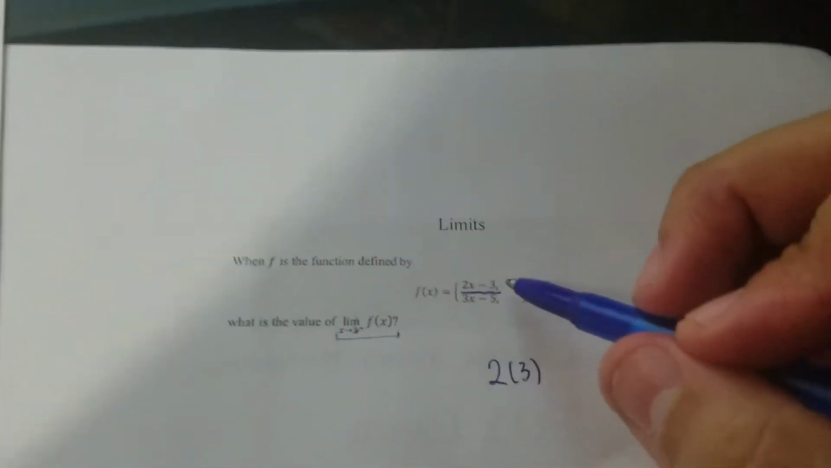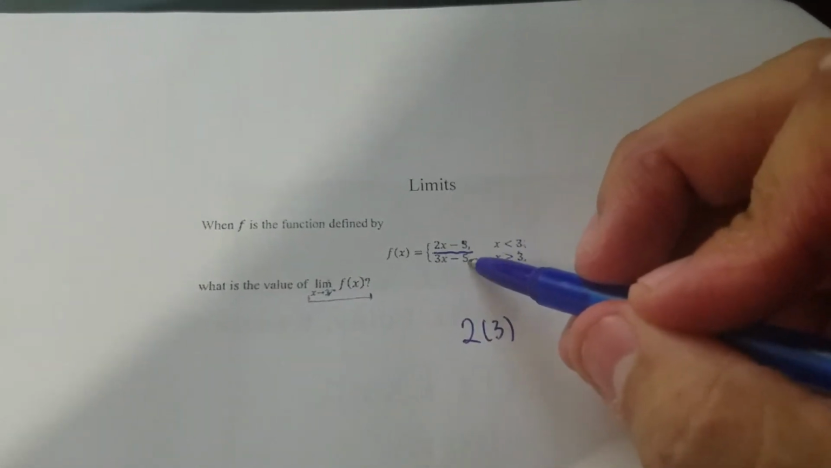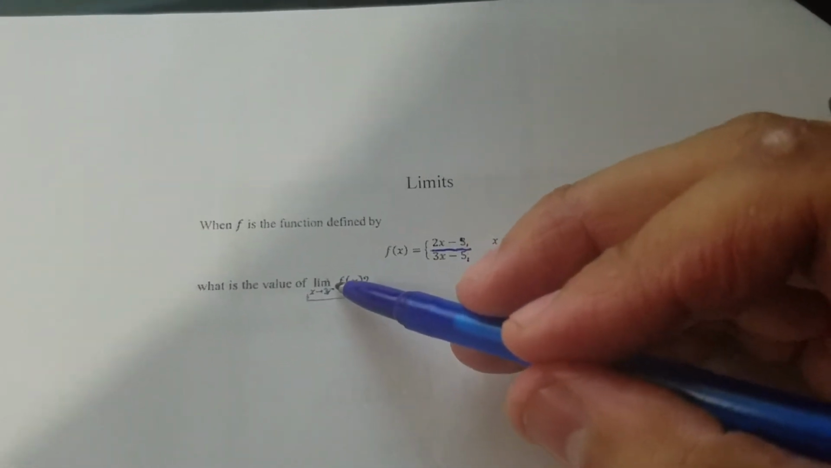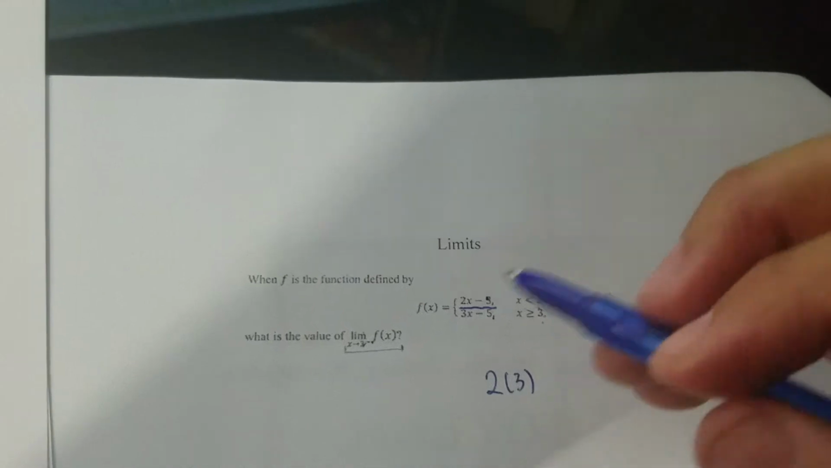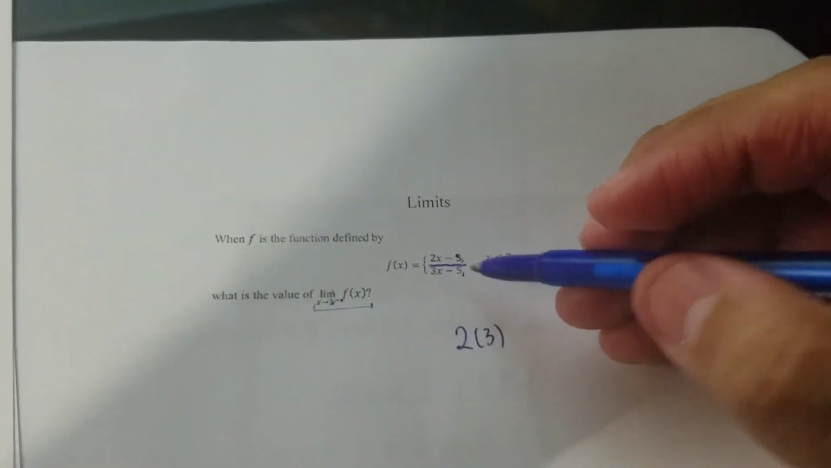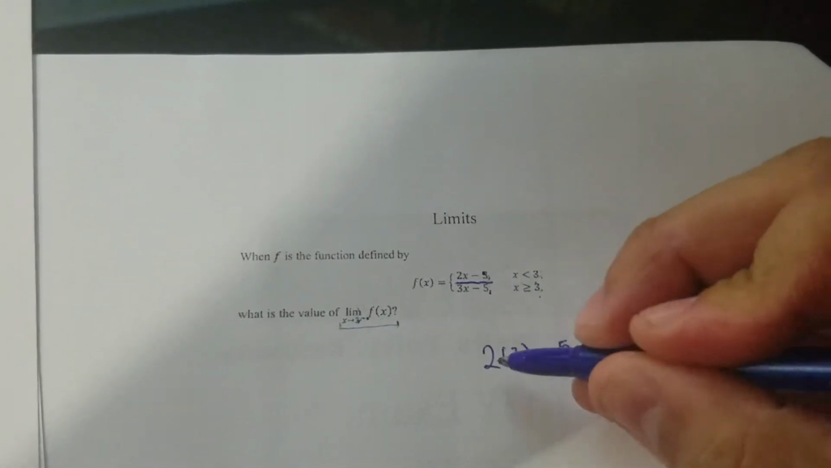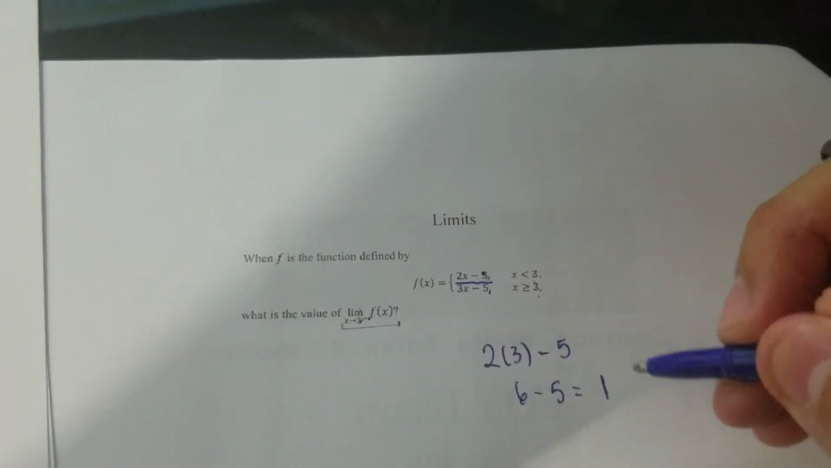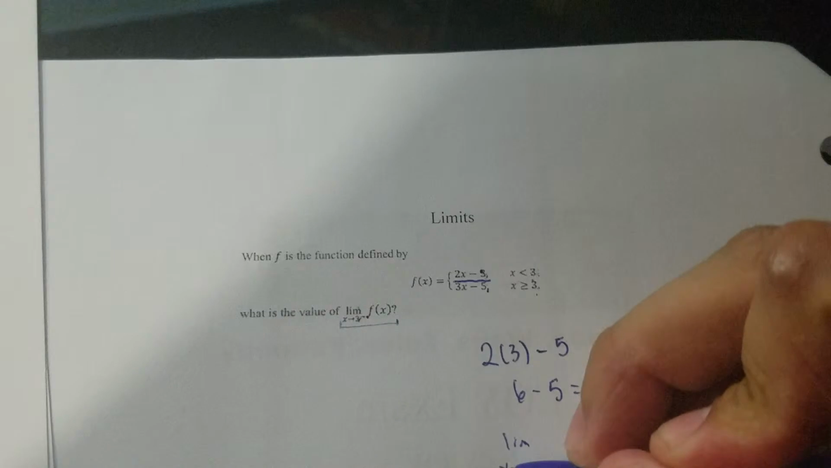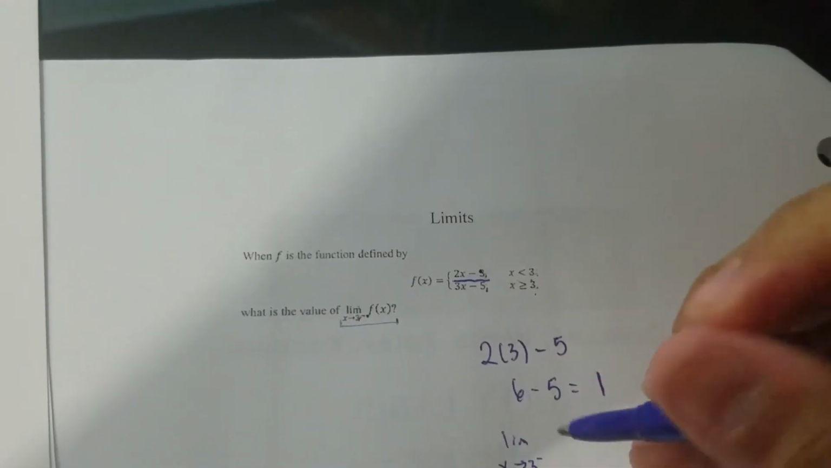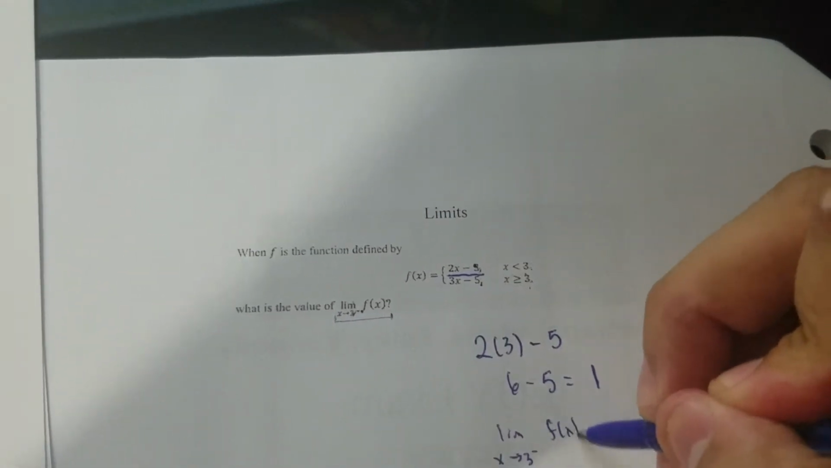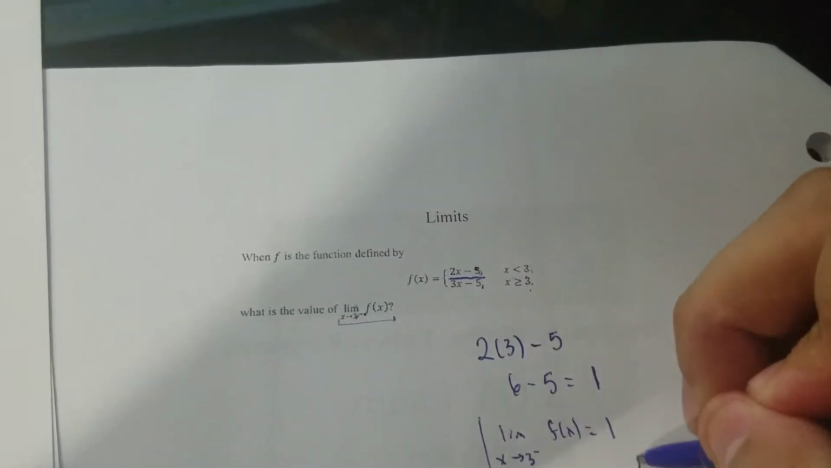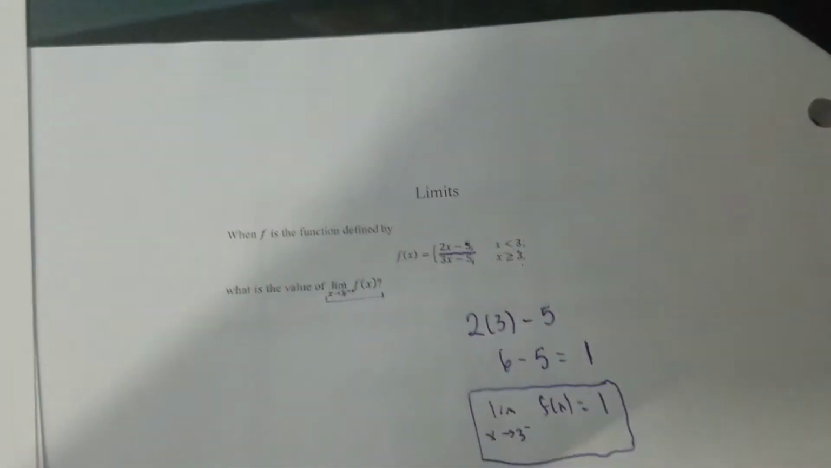The key here was which one do I pick, the top one or the bottom one. Choosing the bottom one because of the negative sign. Okay. So which means less than. So 2 times 3 is 6 minus 5. So 6 minus 5 is 1. So the limit as x approaches 3 from the negative side is 1. Okay, and that is it.